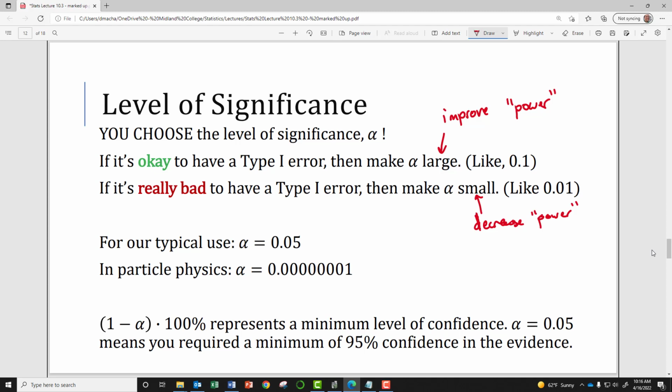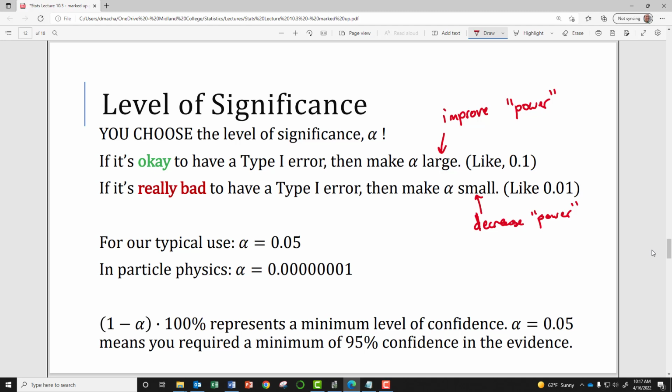And so there's a trade-off here. I didn't emphasize this enough in the previous video, but choosing your level of significance introduces a trade-off. Either you're going to have a high power of your hypothesis test and a high probability of making a type 1 error, or you're going to have a small probability of making a type 1 error, which is a good thing, but you're going to have decreased power, which is also a bad thing.